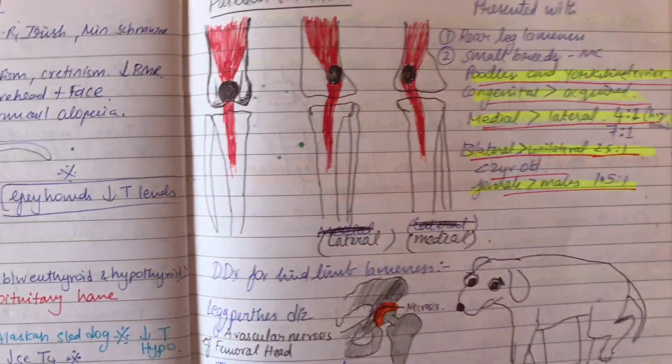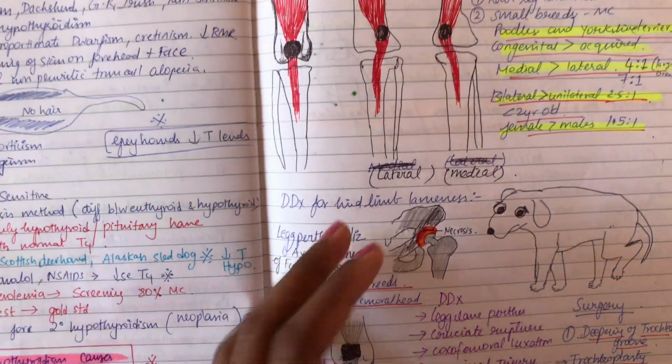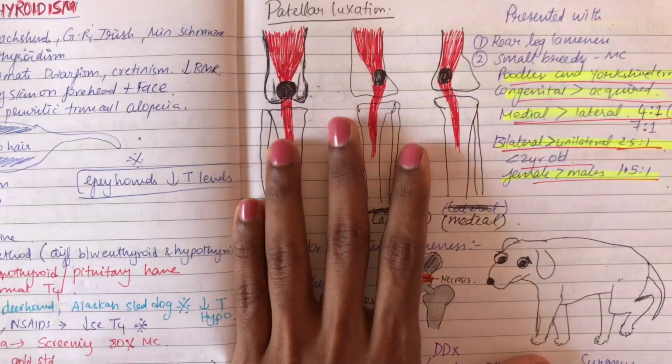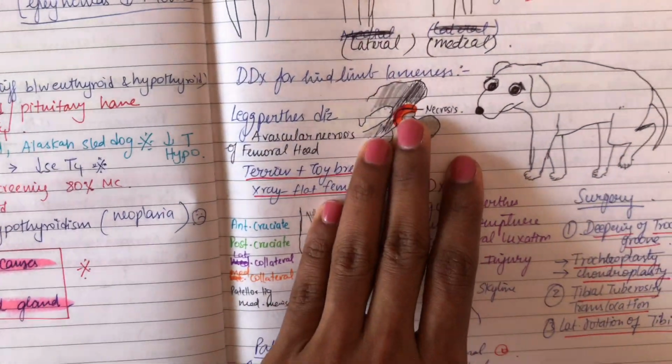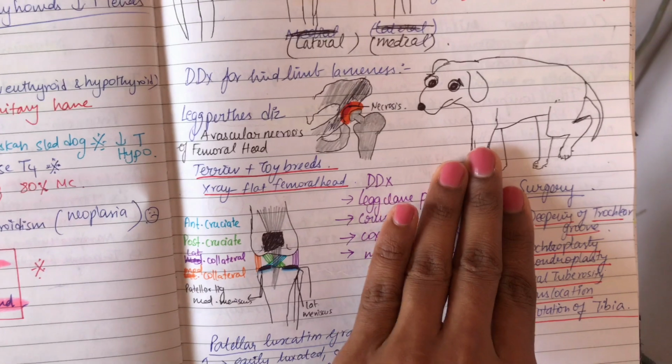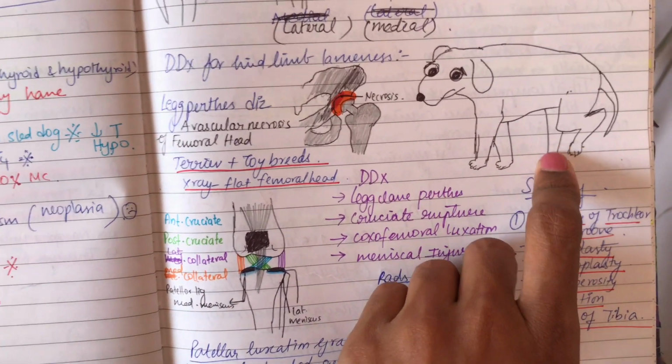And in this page, you can see that I have drawn a lot of orthopedics. Like, I suck at orthopedics. That's why I have taken special effort to make sure that I remember the concept properly. I have drawn a picture of Legg-Perthes disease. I have drawn a dog that has non-weight bearing lameness.